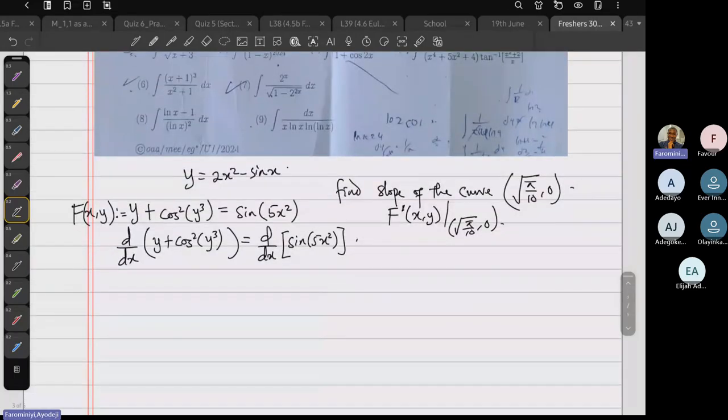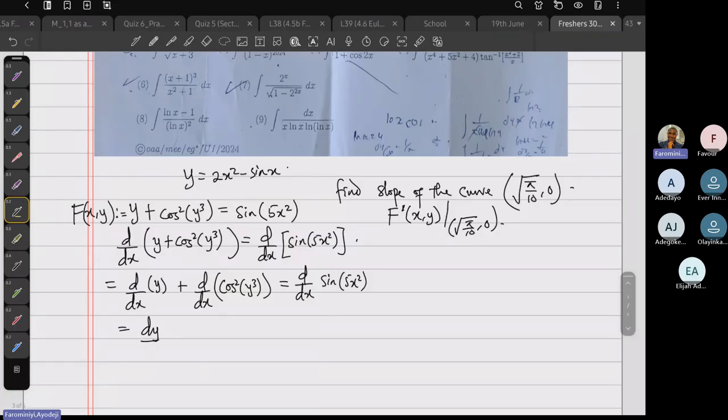So, although what I'm writing is a formality, this means you differentiate y with respect to x, you differentiate cos squared y cubed with respect to x, and you differentiate sine 5x squared with respect to x. Okay? So the differentiation of y with respect to x is just dy dx. That is what it means to say dy dx, the differentiation of y with respect to x.